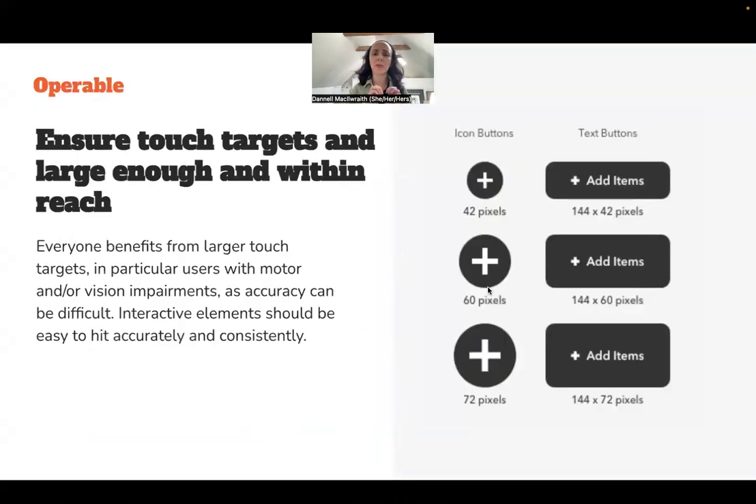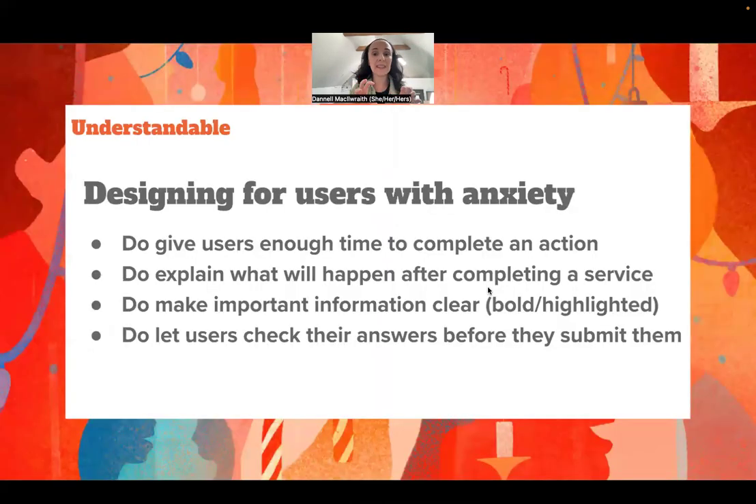Operable areas. So you want to ensure your touch targets are large enough and within reach. 42 pixels squared is the smallest size for CTAs, icons, your Facebook, Instagram logo. Understandable, designing for users with anxiety and dyslexia.